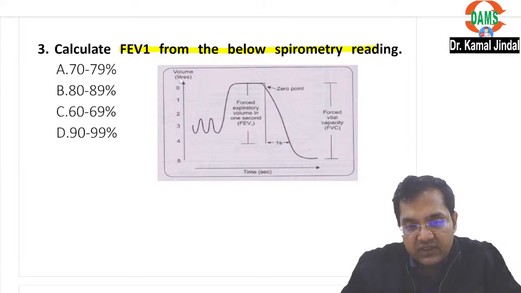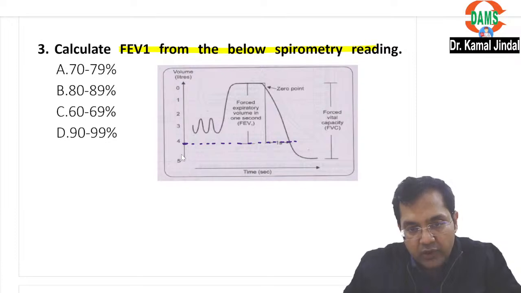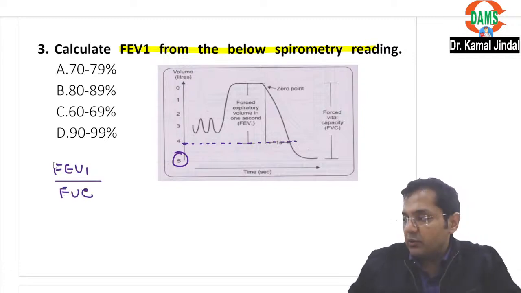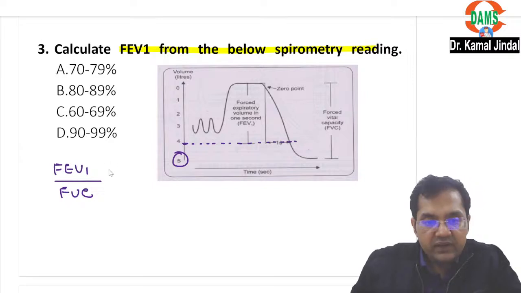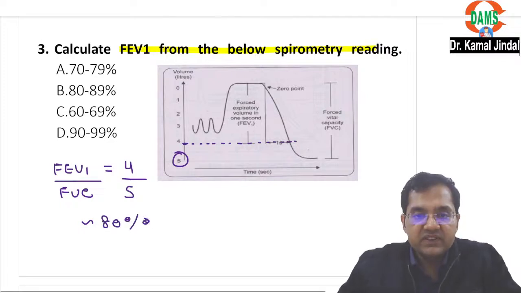Just see this. In the first second, or at the end of 1 second, he has exhaled around 4 liters of air. But the total volume is around 5. That means the ratio is none other than FEV1 upon FVC. When you look at this, it gives you the answer 4 upon 5, or approximately nearly 80%, which is the right answer.